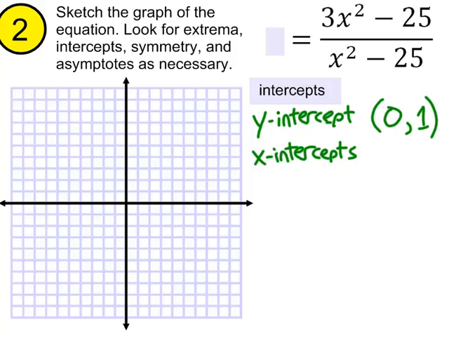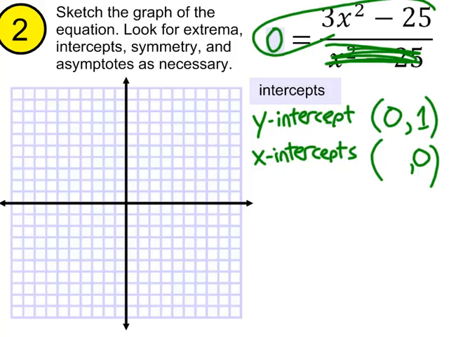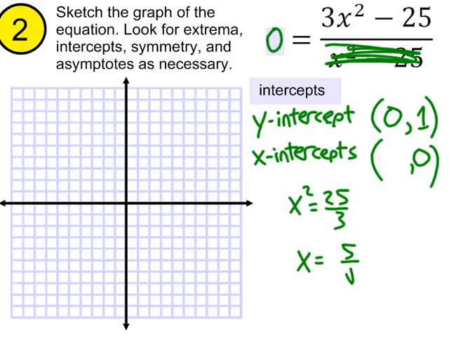X-intercepts occur when we have the y value equal to 0. And so looking at that equation we have now, we recognize that the denominator doesn't really matter here. If I multiplied both sides of the equation by x squared minus 25, it would cancel out on the right, and I'd still have 0 on the left. And I need to solve that equation, 0 equals 3x squared minus 25. And that would give me x squared equals 25 over 3, which means that x equals 5 over root 3. But oh, wait a minute, we just took the square root of both sides, so I really need a plus or minus, right?